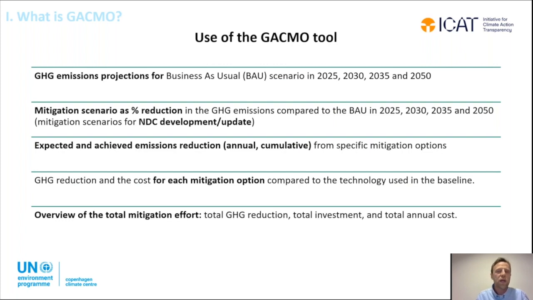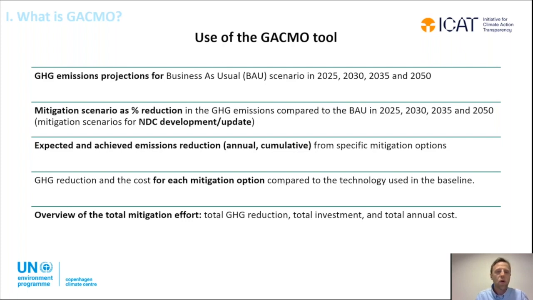First of all, the GACMO tool allows a user to build a business as usual scenario of greenhouse gas emission, which is made, as you will see later in my presentation, by projecting the GHG emission of a start year towards future years, namely 25, 30, 35, and 50.